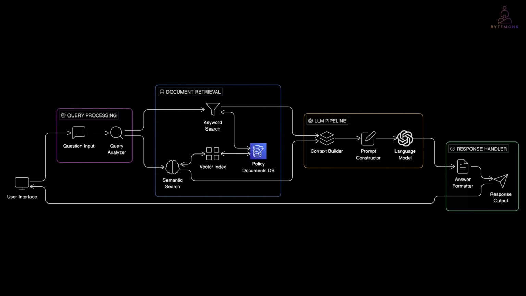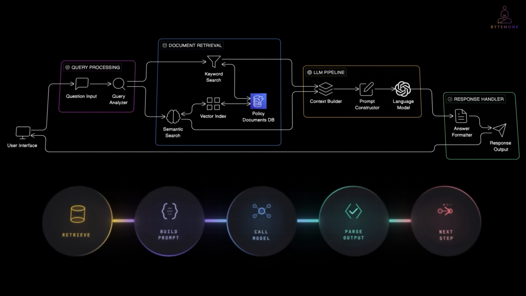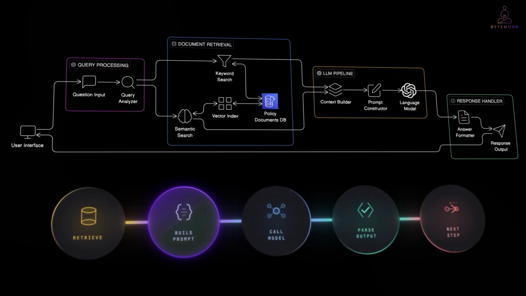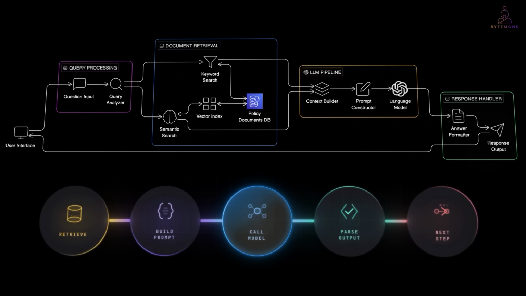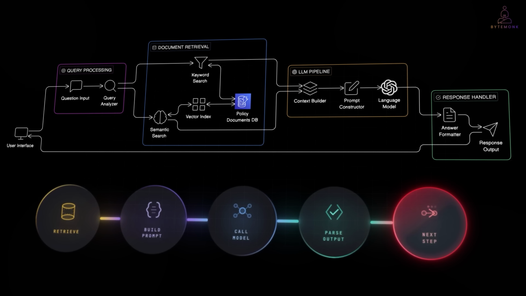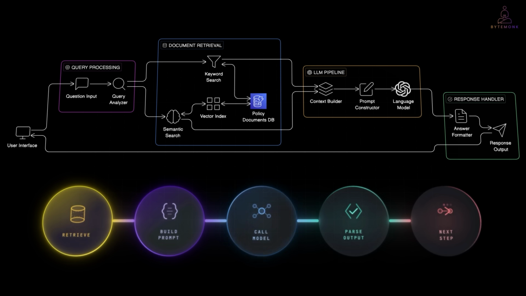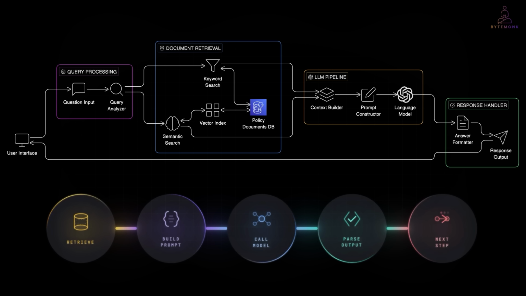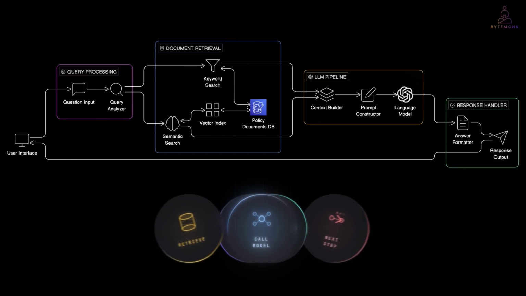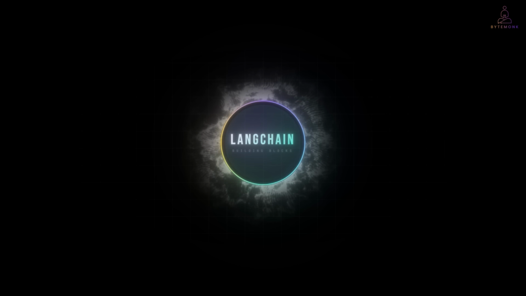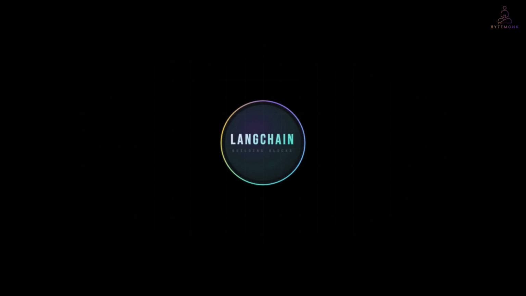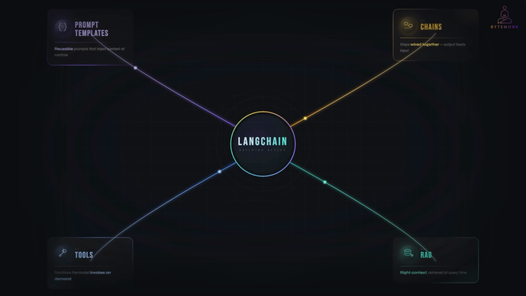What you have now isn't an LLM call. It's a pipeline. You're retrieving data, constructing prompts dynamically, calling the model, parsing outputs, and chaining steps together. And if you are building all of that from scratch, you'll end up writing the same boilerplate over and over again. That's the problem LangChain was built to solve. LangChain gives you the building blocks to structure applications around language models, rather than just treating them as isolated API calls.